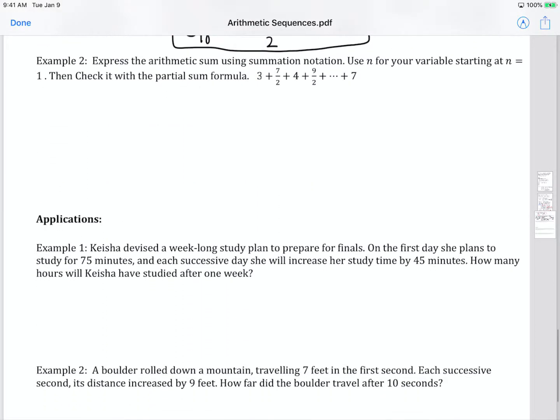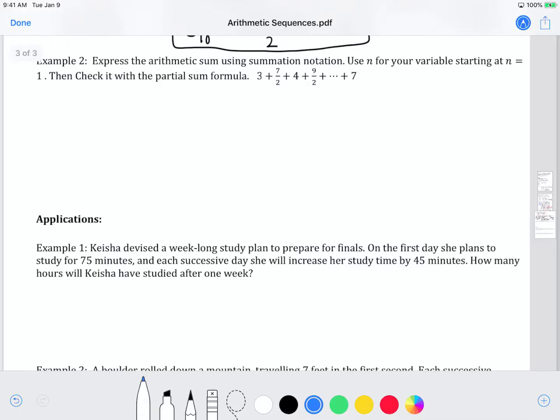Okay. Now we're going to do the same thing with the second example. We want to add up all of these values, but we need to first figure out what term is 7. Is that the 10th term? Is that the 9th term? Is it the 100th term? We need to figure out what our value of n is so that we can put this in our summation notation or use our formula.